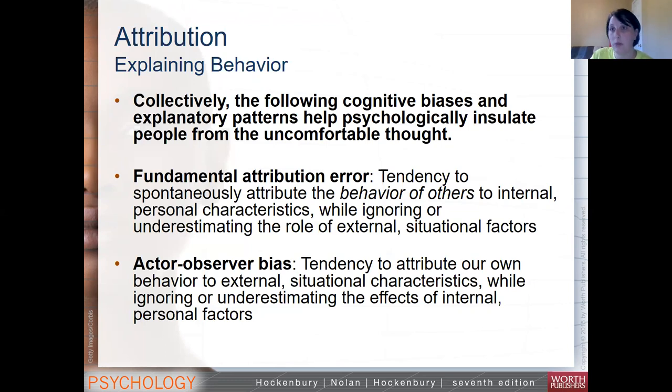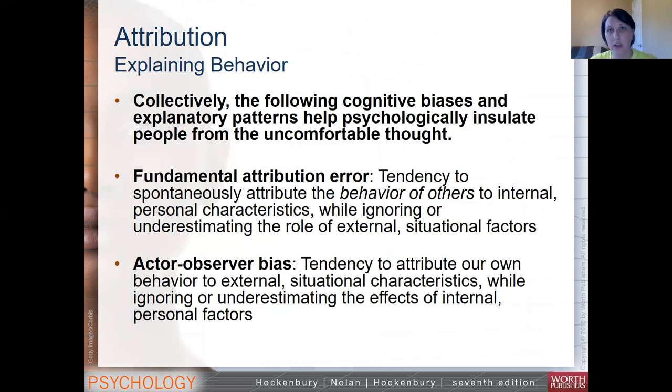So we jumped out in front of them. It wasn't because of an internal factor, that we're a jerk. It's because of situational factors. And we underestimate or ignore those internal factors. We're only going to focus on why we did it. Well, I had a justification. I had a reason for it. So we tend to make this error with ourselves, right?